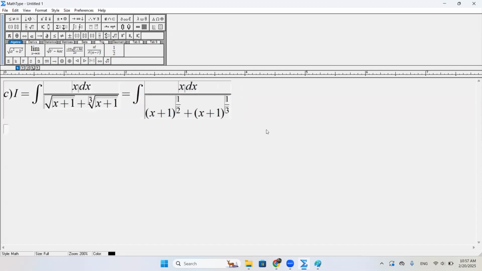And now we need to make a substitution. The substitution here will be the following. We need to substitute this expression to remove irrationality completely, so we need to rationalize our integral. The substitution will be: t equals x plus 1 in power of 1 over 6. Then x plus 1 equals t in power of 6.